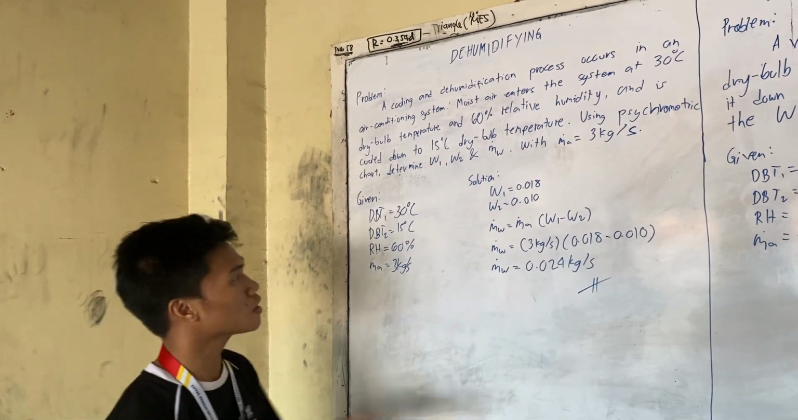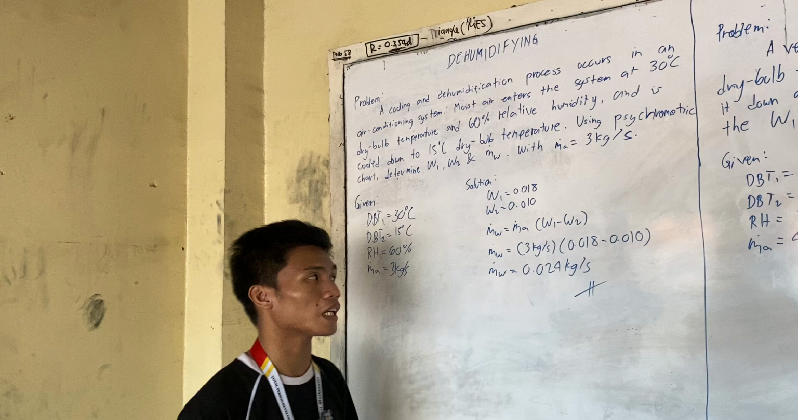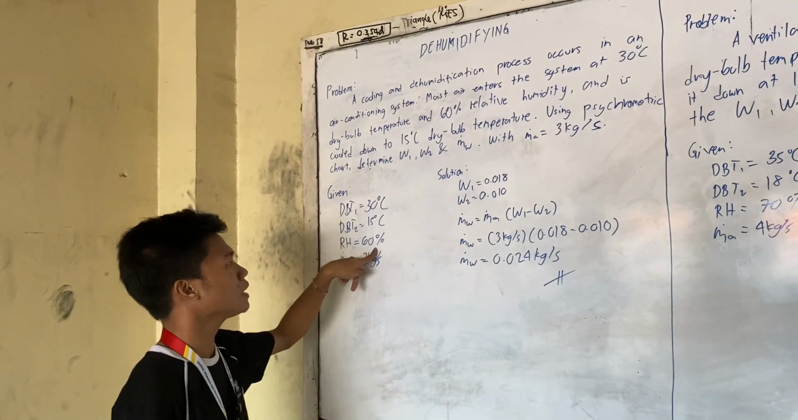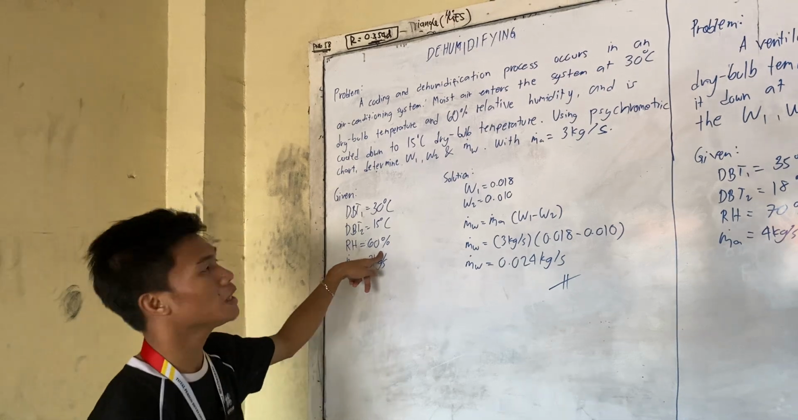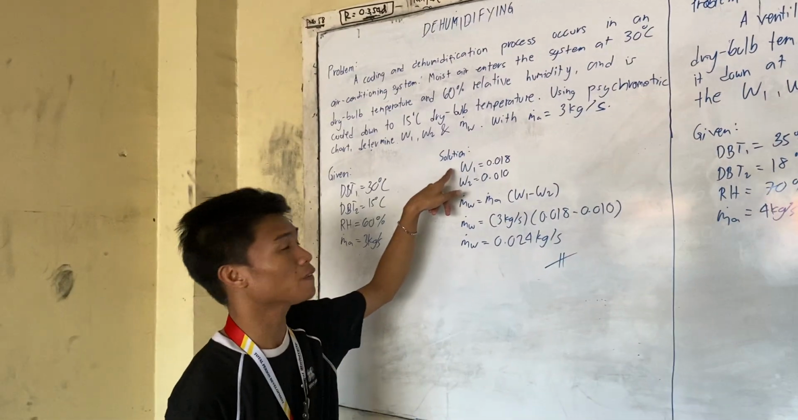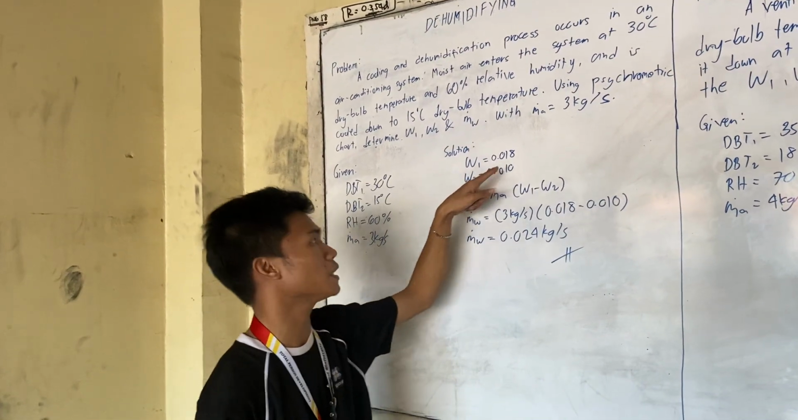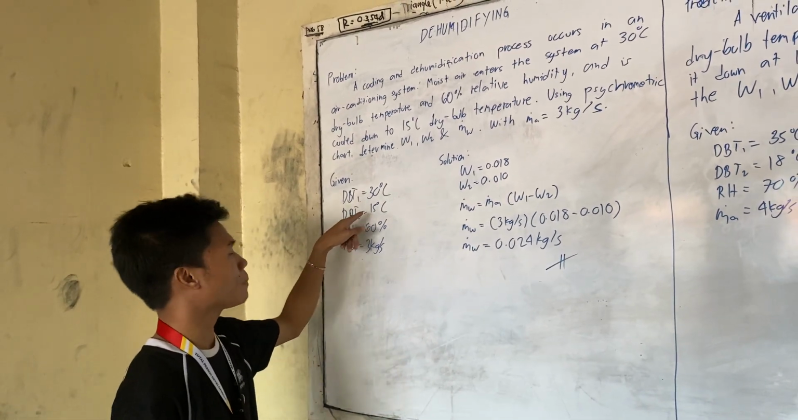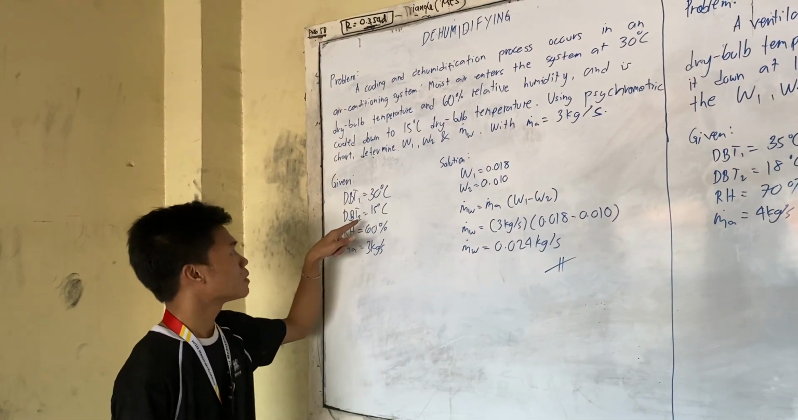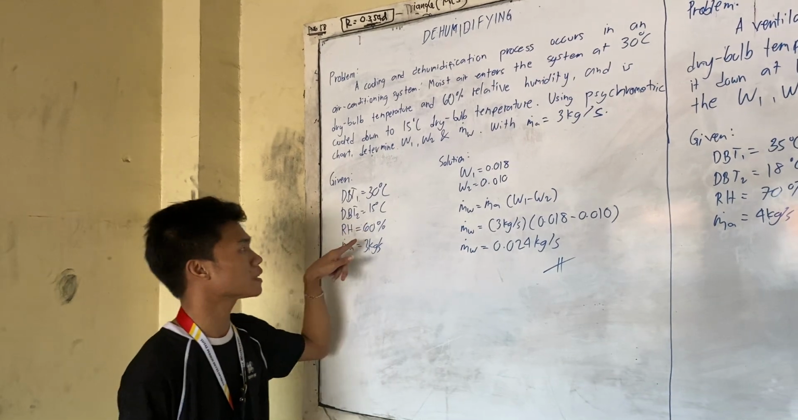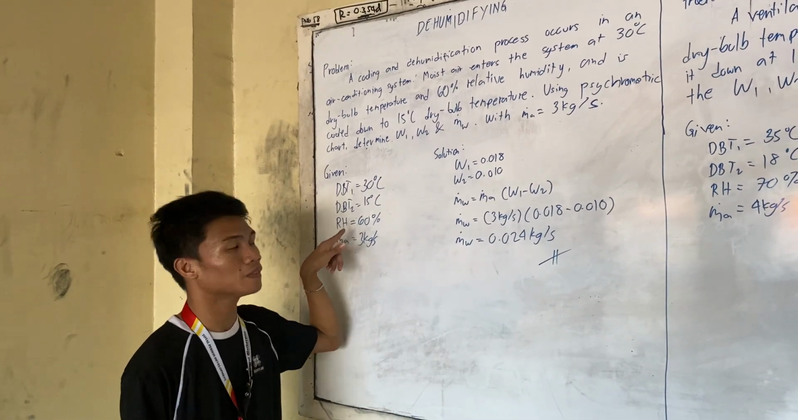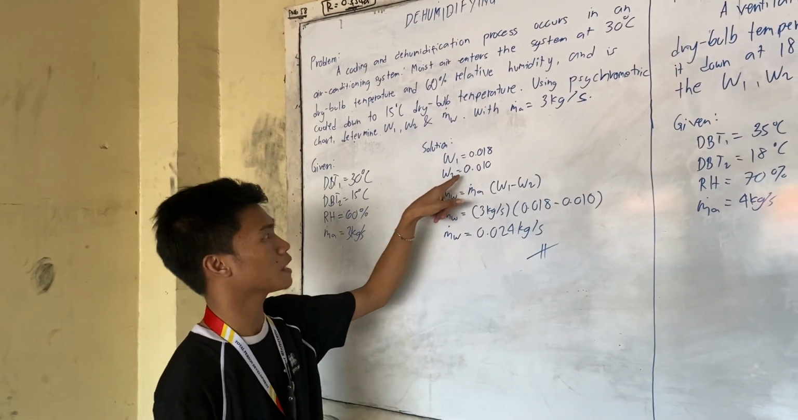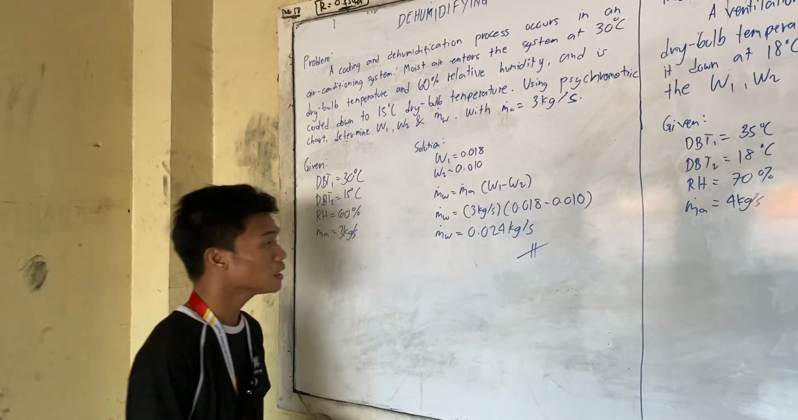So in our solution, by using psychrometric chart, by plotting the 30 degrees Celsius and 60% relative humidity, we can get the specific humidity of 0.018. And by plotting the 15 degrees Celsius dry bulb temperature and 60% relative humidity, we can get the specific humidity of 0.010.